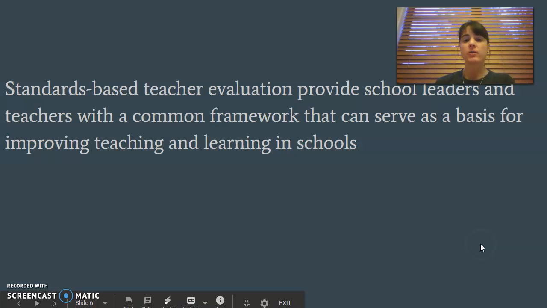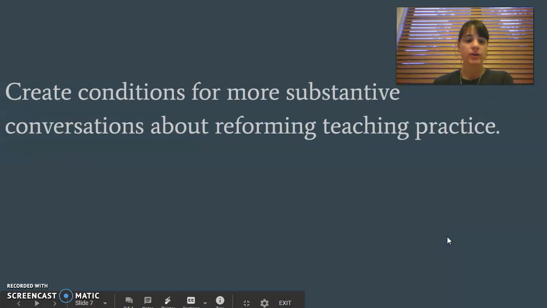standards-based teacher evaluation provides school leaders and teachers with a common framework that can serve as a basis for improving teaching and learning in schools. It creates conditions for more substantive conversation about reforming teaching practice. It allows for conversations between the teacher and an administrator. It's more collaborative. A lot of great things are happening out of these conversations.